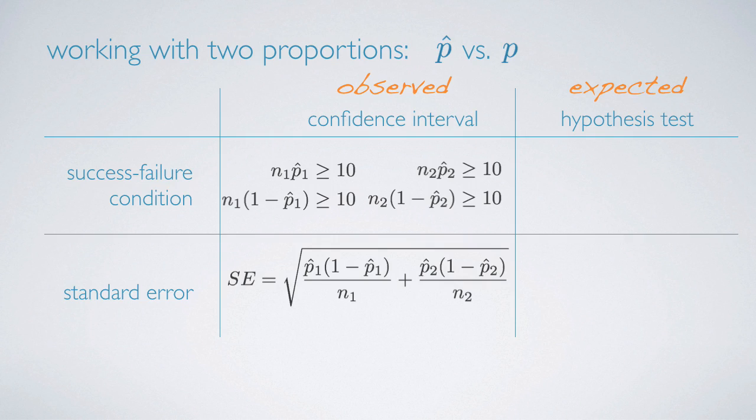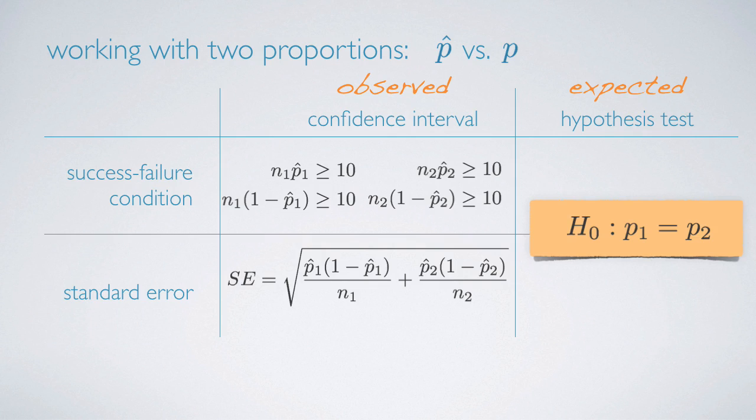However, calculating the expected successes and failures, or the expected proportion, for the hypothesis test for the difference between two proportions is not as simple. Take a look at this null hypothesis. We simply say in the null hypothesis that the two population proportions should be equal to each other, or that their difference should be equal to 0.